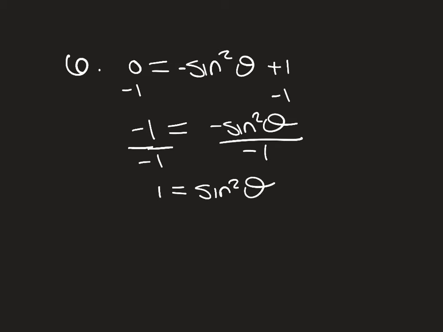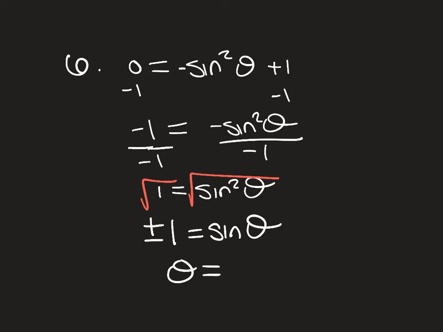To take care of the square, I need to square root both sides, and this is where you have to be careful. You're putting a square root on the paper. The square root of 1 is not just 1. The square root of 1 is plus and minus 1. So make sure if you put a new square root on the paper that you put the plus and minus. So plus and minus 1 equals sine theta.